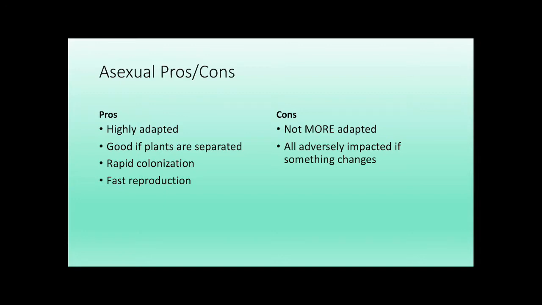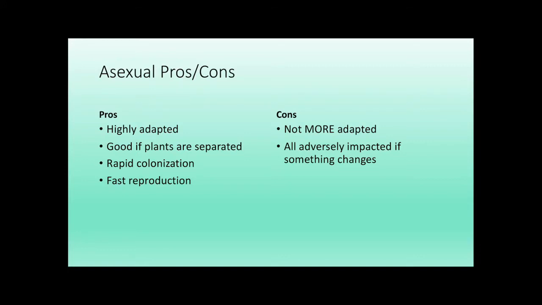From a plant perspective, the pros are, if you reproduce asexually, your progeny are highly adapted to the area where you are. It's fantastic if there's not a lot of other individuals nearby. In other words, you don't need an individual nearby. You can colonize rapidly, because it's very, very fast reproduction.